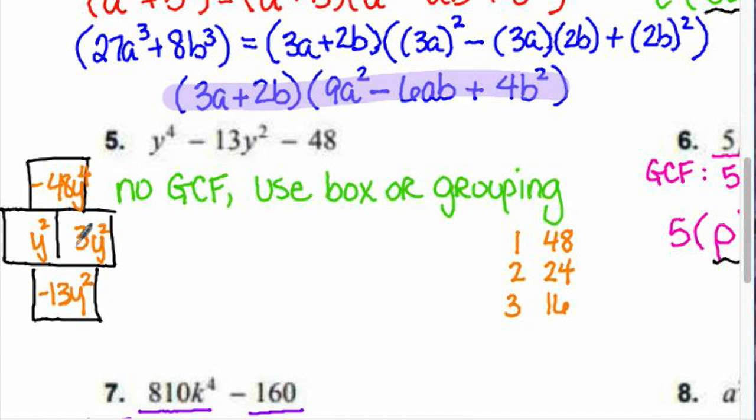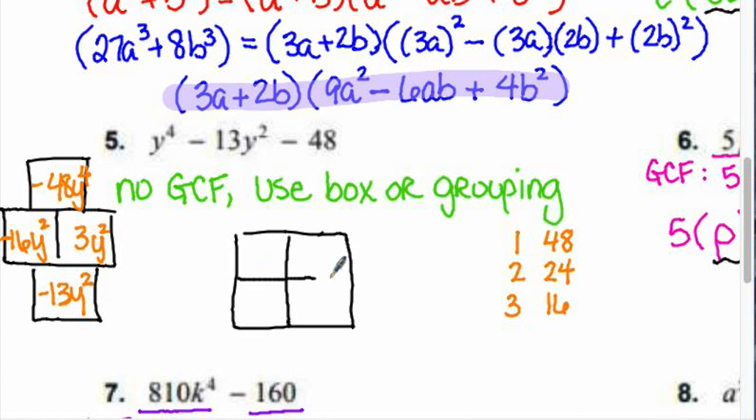So if I do a 3 and a 16, but in order to get a negative product, one of these has to be negative. And which one so that I get a negative 13 y squared? So we would want to make the 16 negative. Now we create our box. First term goes in the first box, y to the fourth. The last term will go in the last box. And then these two we just found go in these other two boxes. Doesn't matter which one goes where, just one in one box and one in the other.